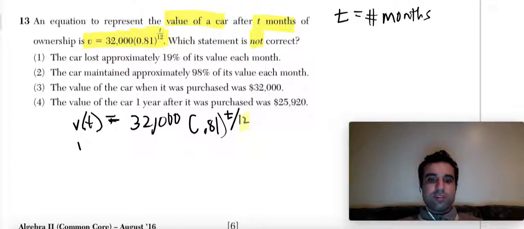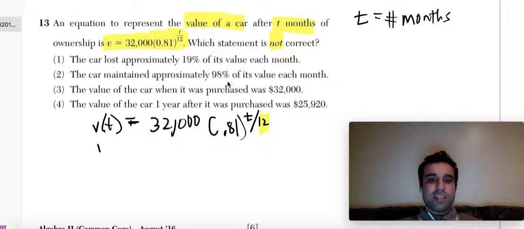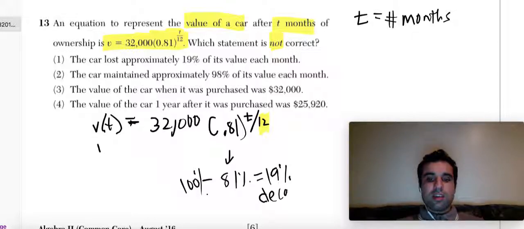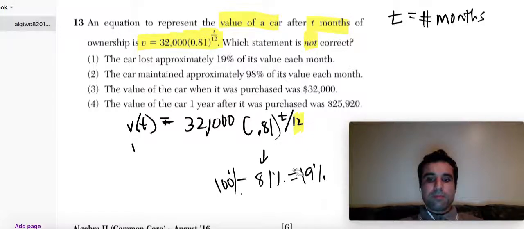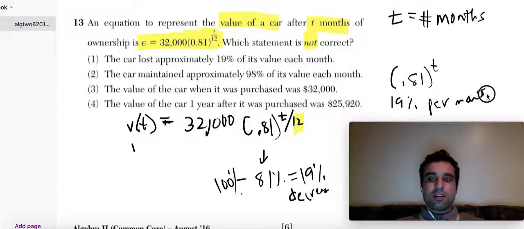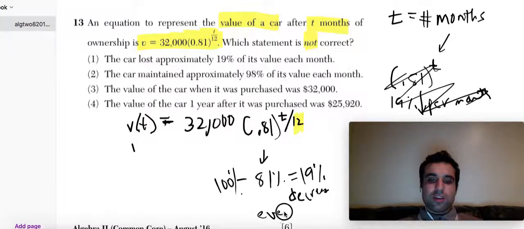What this over 12 means is, if you want to find out what the percent decay is, this 0.81 is equal to 81%. To find out how much the percent decay is, if 81% is what's left, 100% minus 81% is 19%. So this is the decay or decrease in the car's value. But if it was 0.81 to the t, that would mean a 19% decrease per month, because t is months. But it's to the t over 12. Whatever's in the denominator means it's a 19% decrease every 12 months, which is the same as a year. So this 0.81 is actually your yearly decay factor, which is just what we multiply by to decrease.